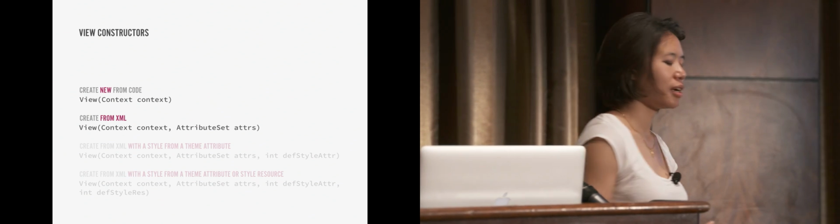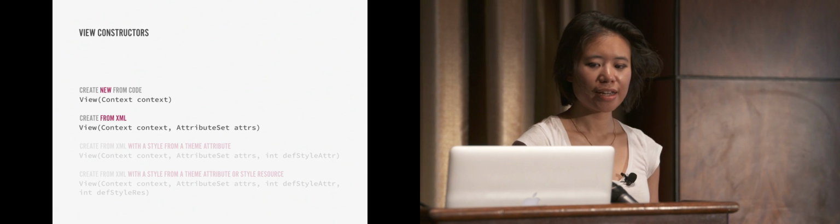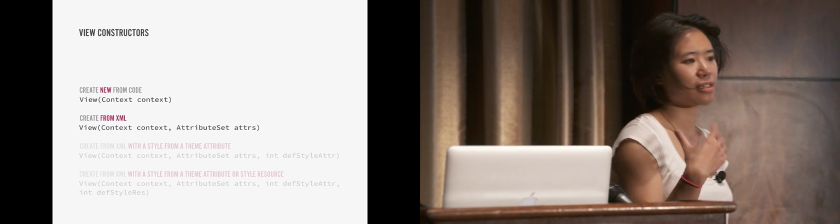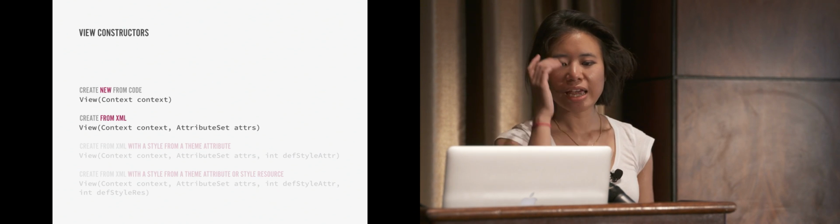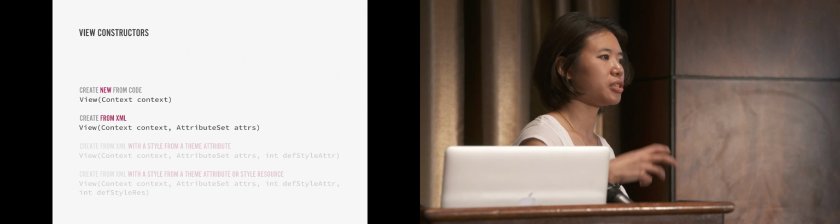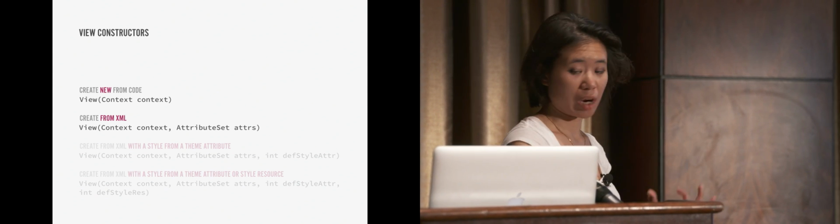The first one takes one parameter, a context. That context is the current context in which the view lives, and it's how that view will access resources, themes, etc. You basically call this constructor when you're building your view using the new operator.